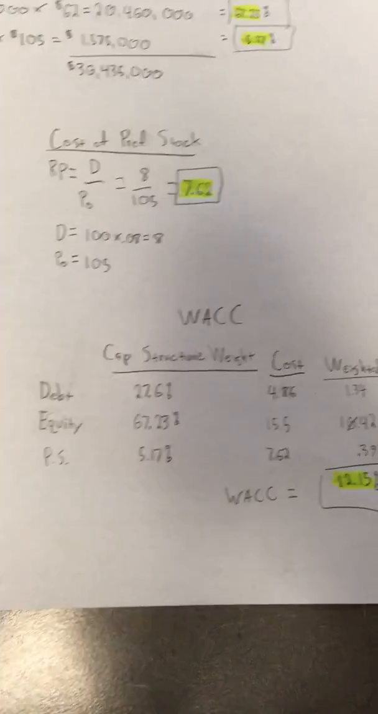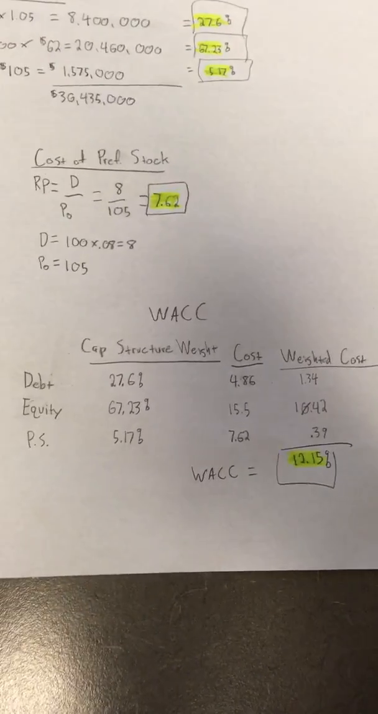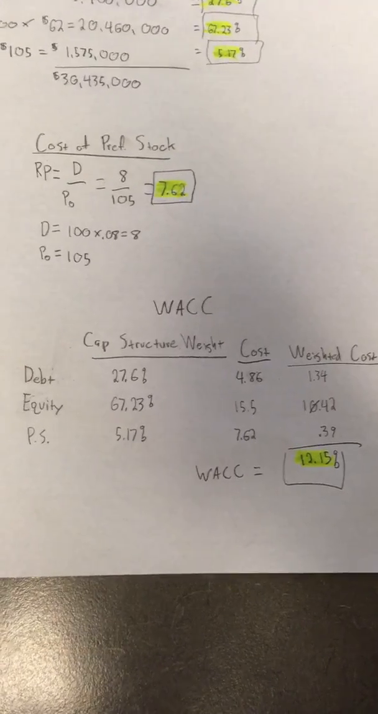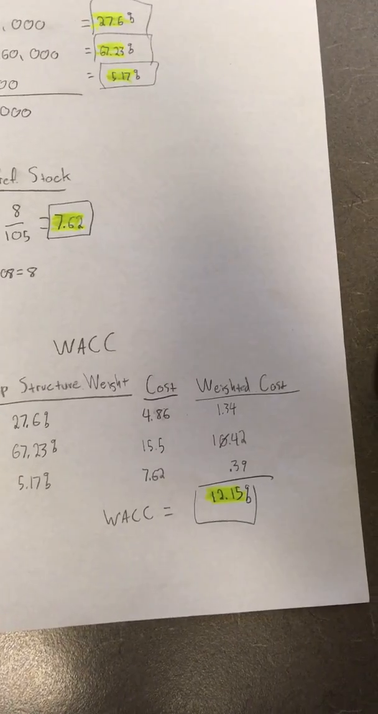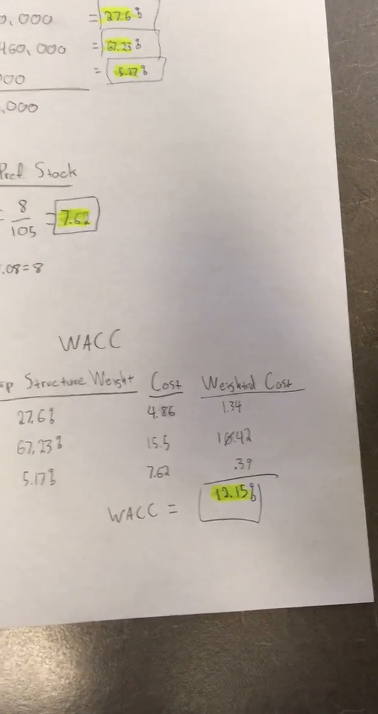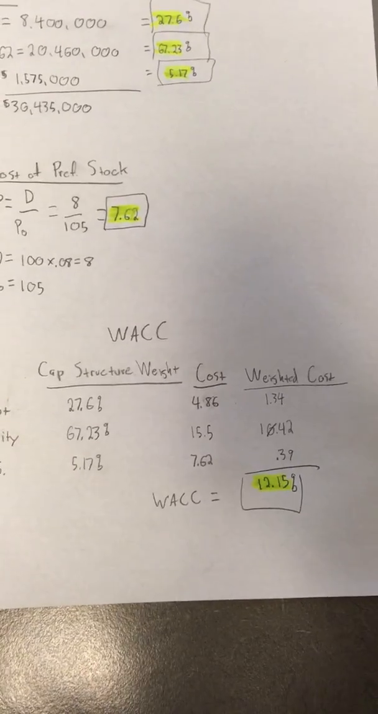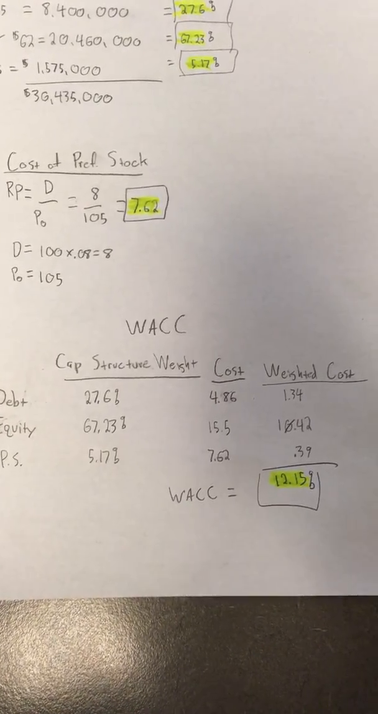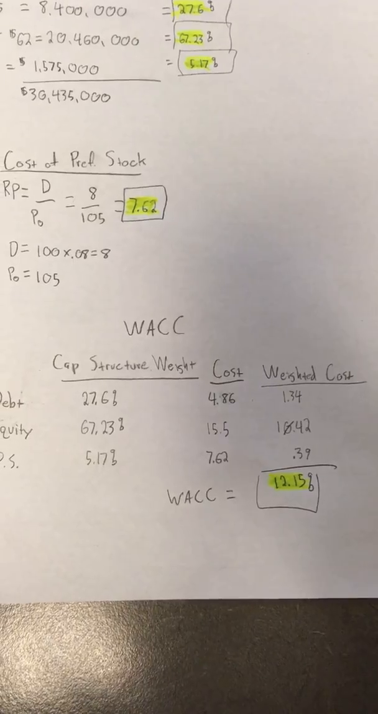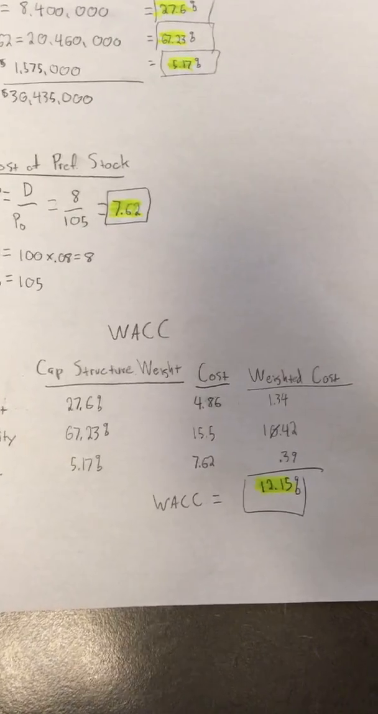And then you create your table down below to get the weighted average cost of capital. You plug in your capital structure weights, your cost, and you get a weighted cost of 1.34% for the debt, 10.42% for the equity, and 0.39% for the preferred, giving your weighted average cost of capital.